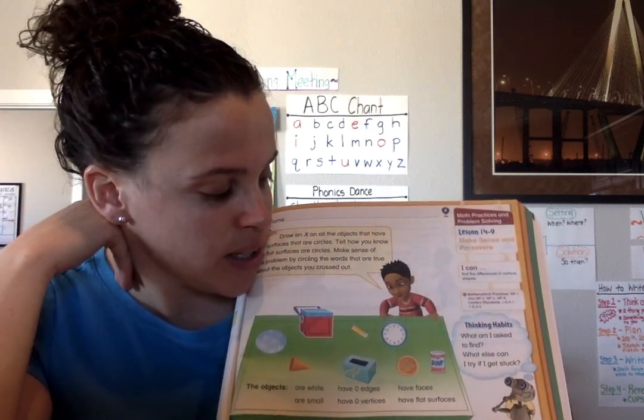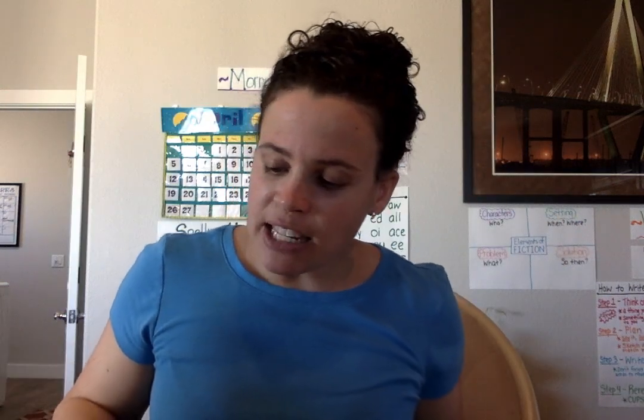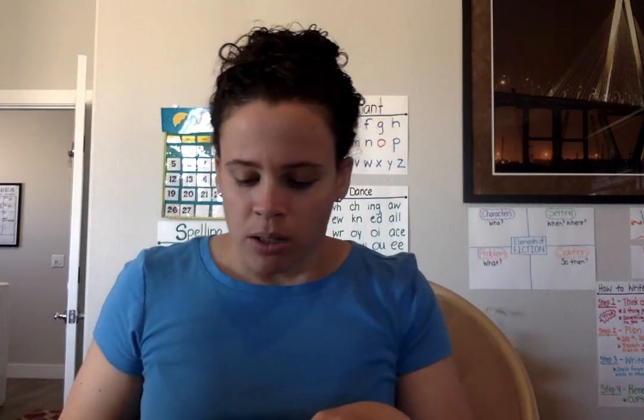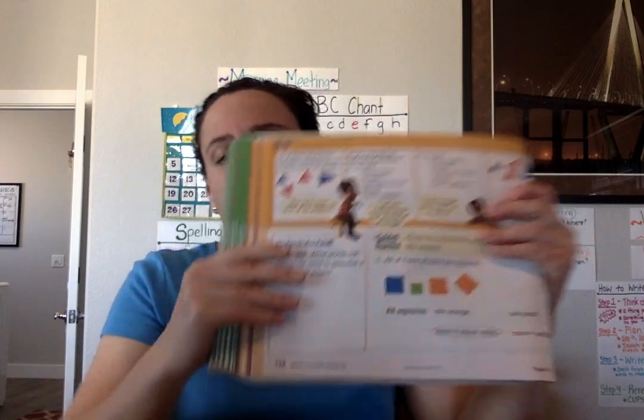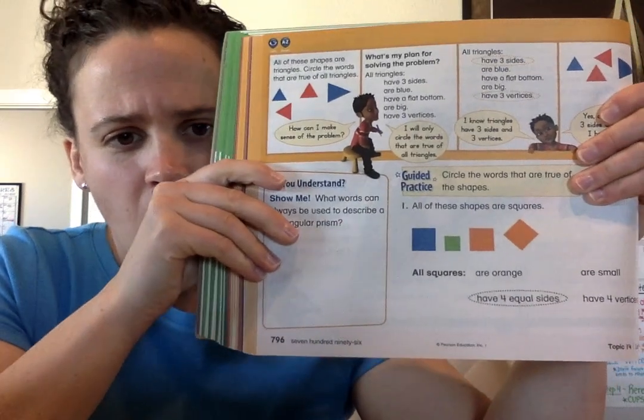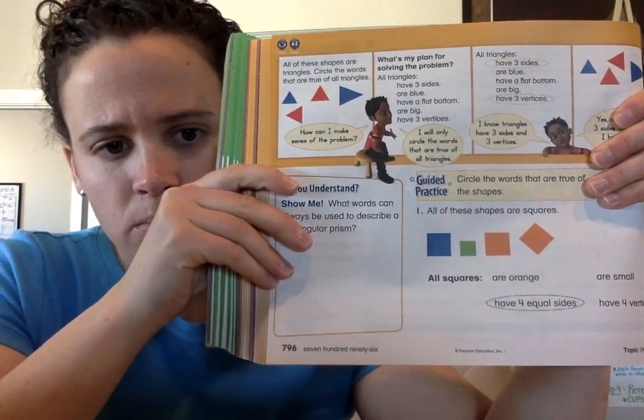Faces and flat surfaces. Okay, so your I can statement today is, I can find the differences in various shapes. All right, so let's take a look at all these squares right here. All of these squares are squares.